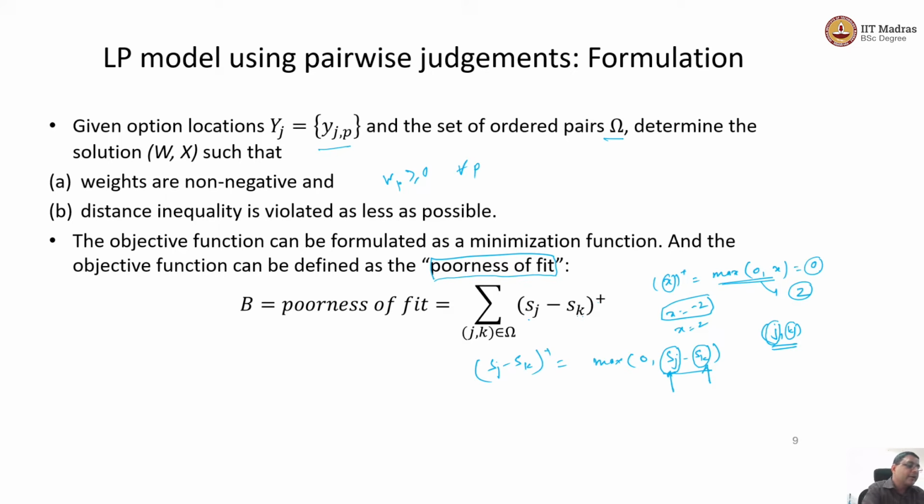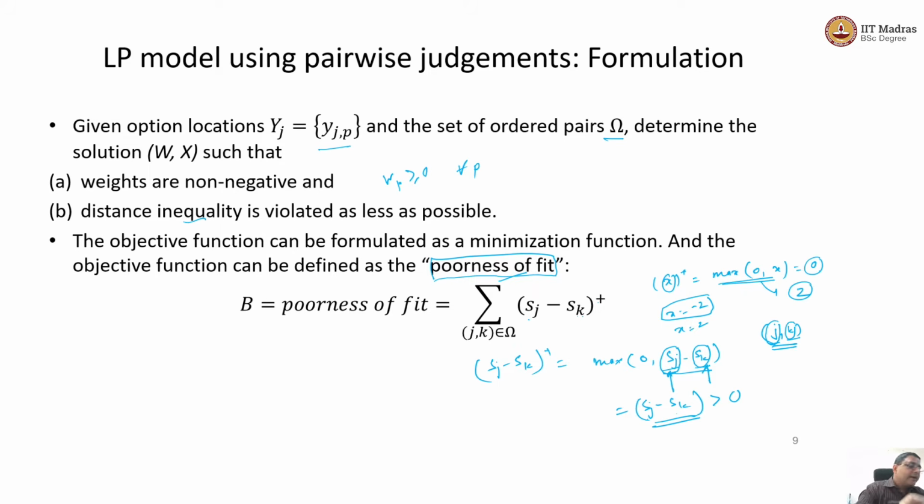Let me be very clear on this. Even though J is preferred over K, we are saying that Sj is bigger than Sk, and therefore this max function turns out to be Sj minus Sk. If Sj minus Sk is greater than 0, the max function will return Sj minus Sk. If this happens, then it is a violation of the distance inequality, and therefore it represents poorness of fit.